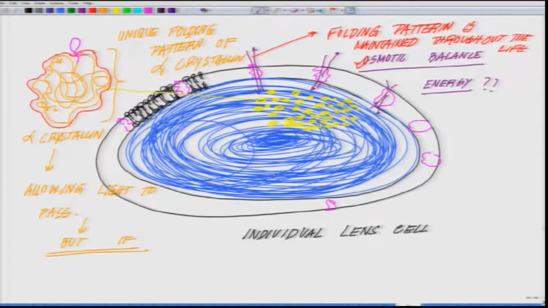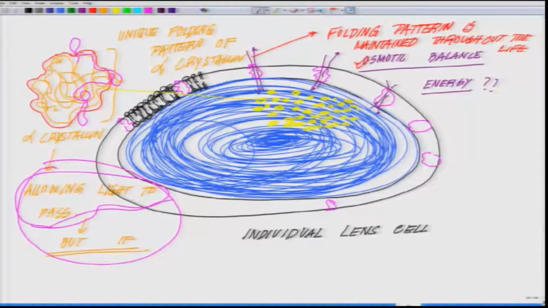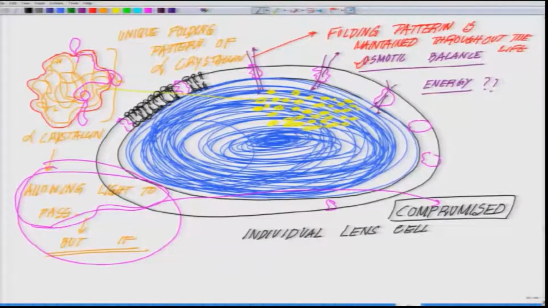Say for example, it becomes like this, or at some spot this becomes like this. So, then what happens is that its innate nature of allowing the light to pass is compromised. Okay. And once this part is compromised, automatically what will happen? These yellow spots will now turn to a black spot. Initially there will be 1 or 2, but if it increases then there will be more.